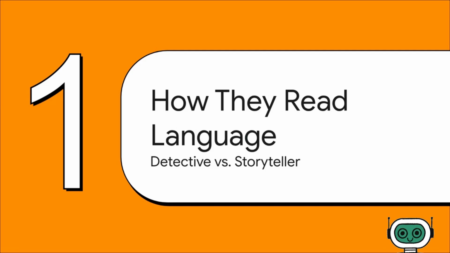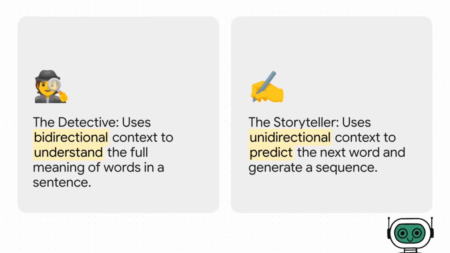The best way to understand the difference isn't to start with the architecture diagrams. It's to start with a really simple question. How do they read a sentence? Because this is where everything starts to diverge. I think the best analogy here is a detective versus a storyteller. Think about it. A detective shows up at a crime scene and looks at all the evidence at once, forward, backward, all around, to piece together the full context of what happened. A storyteller, though, moves in just one direction, always thinking about what word comes next to keep the story going.